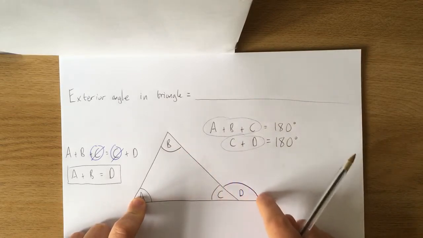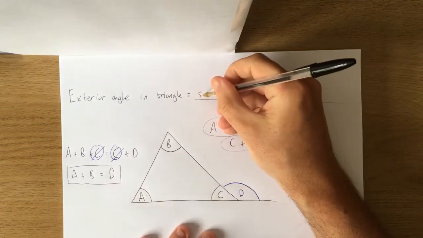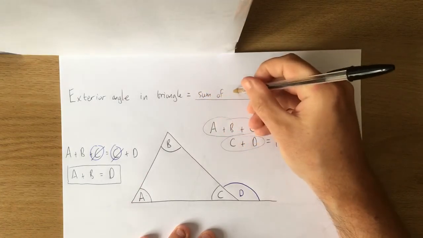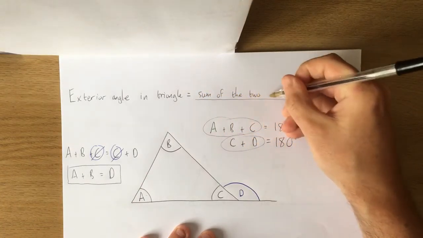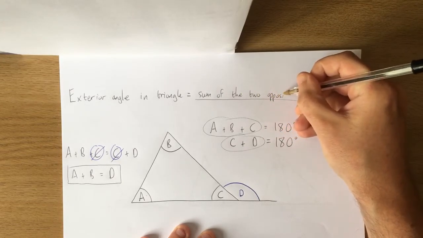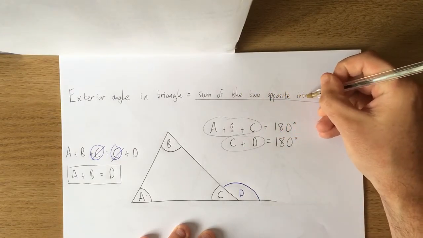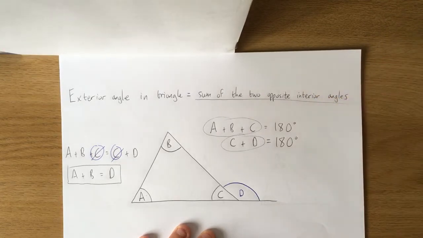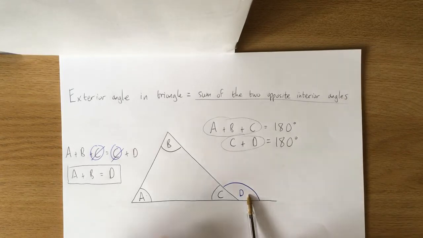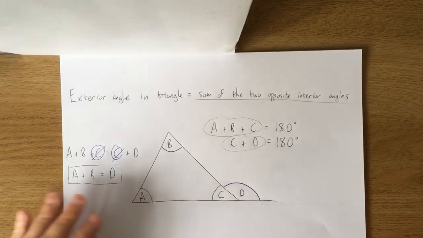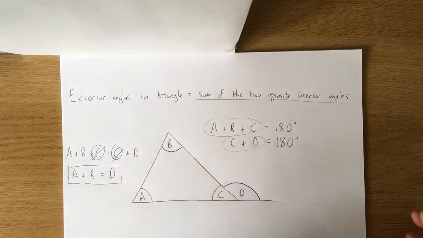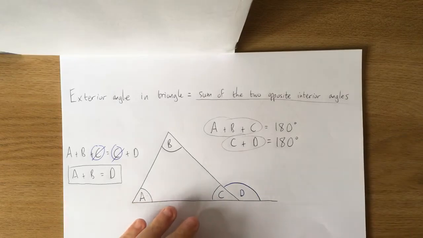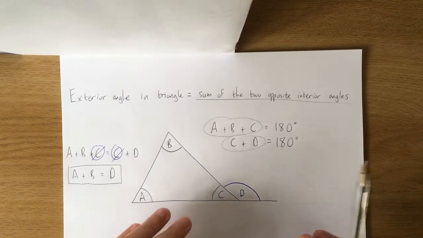So an exterior angle is equal to the sum of the two opposite interior angles. Okay, so D is equal to A plus B. All right. So look, you need to be able to use this, and I'm going to run through a few questions now applying this fact. All right.